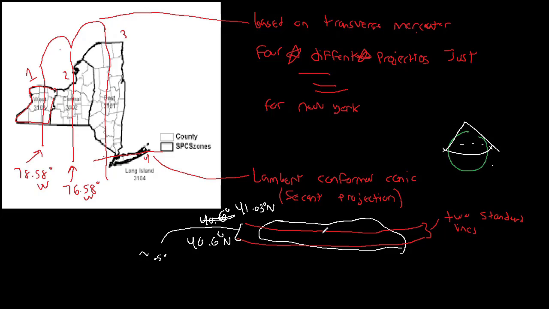So the idea here is that by creating several different map projections for each part of the state, we generate a system where we minimize the distance from the standard line at the local scale.